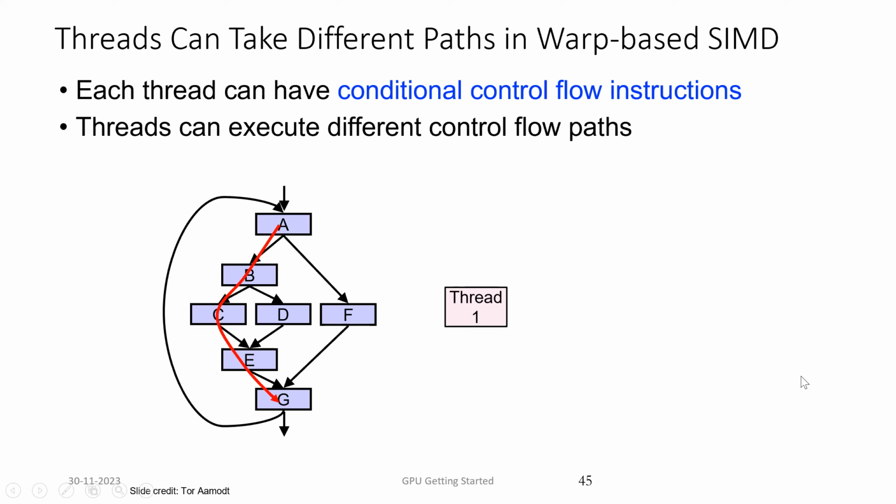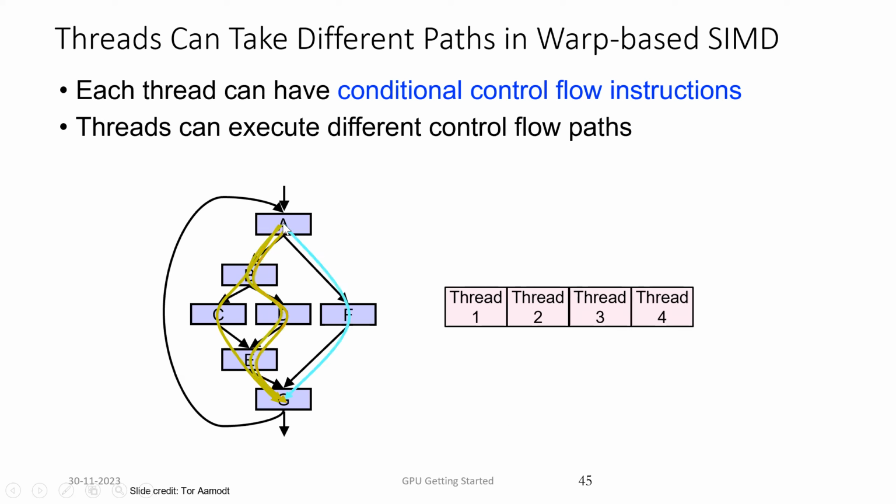Now these are decisions which typically will be based on the data. Because each thread is working with its own data, the path it can take can be potentially different. Here is an example where thread 1 is moving from A to B, B to C, C to E, and finally to G. Maybe thread 2 can take this path, A, B, D, E, G. Then thread 3 can also take the same path.